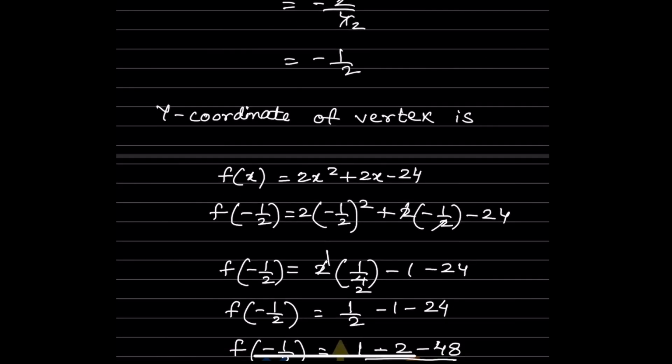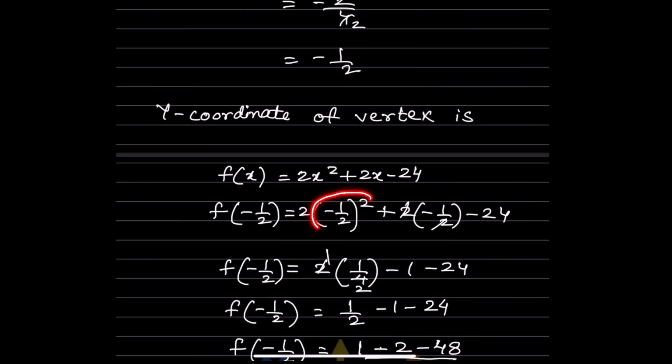So let us write the function first. f of x is 2x square plus 2x minus 24. Here we got the x value as minus 1 by 2. So wherever you see x, you are going to write here minus 1 by 2. So this is going to be the square. This will be minus 1 by 2, minus 24. So same over here.